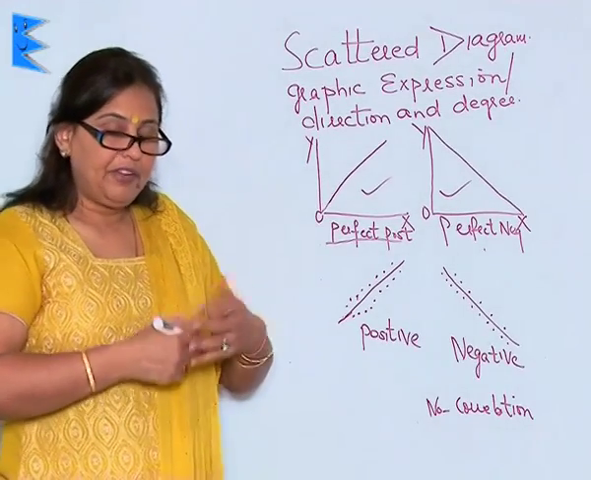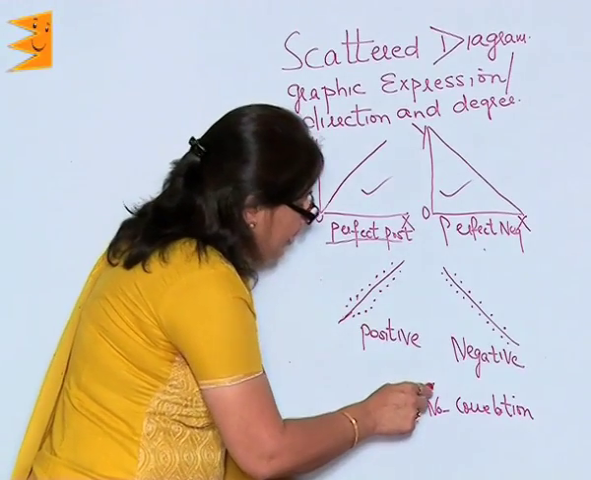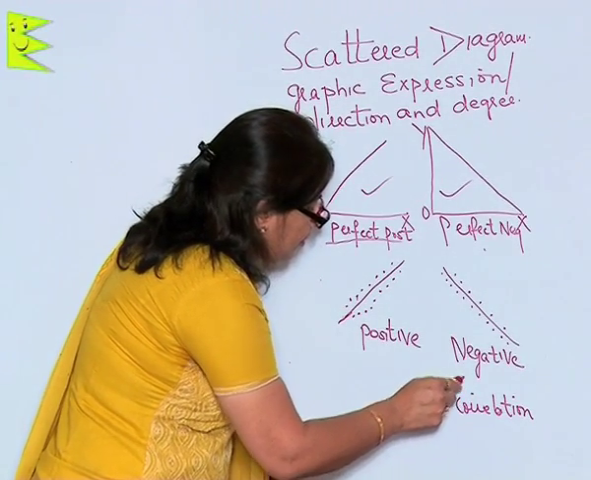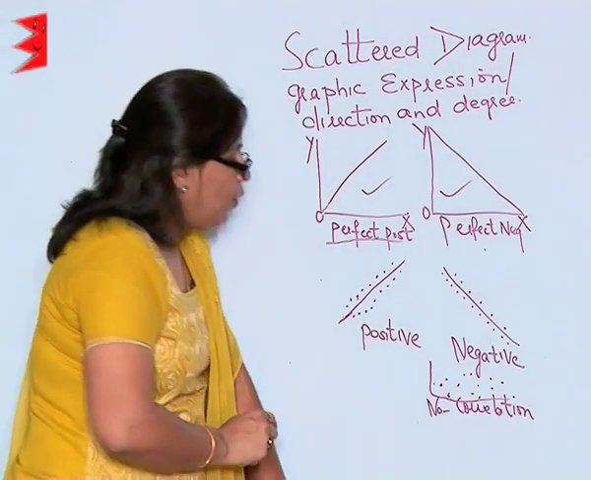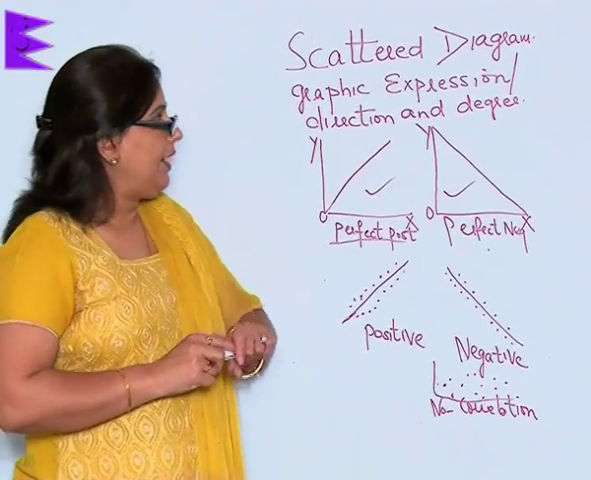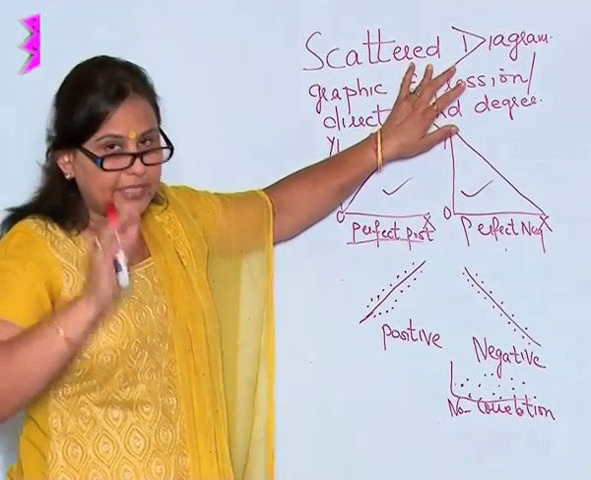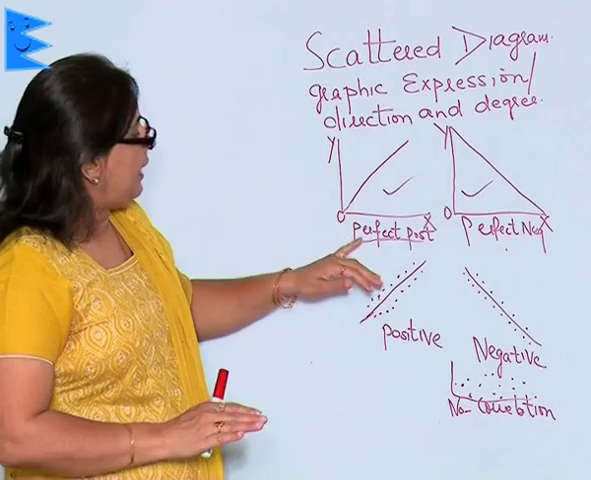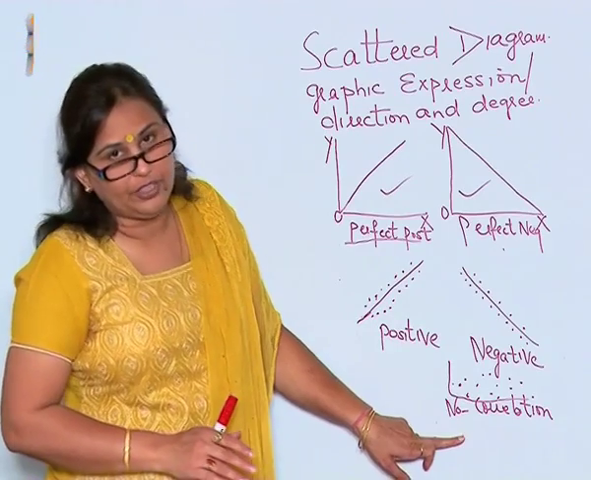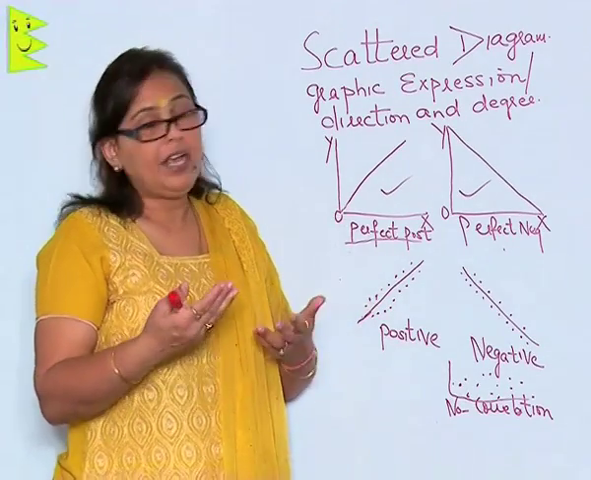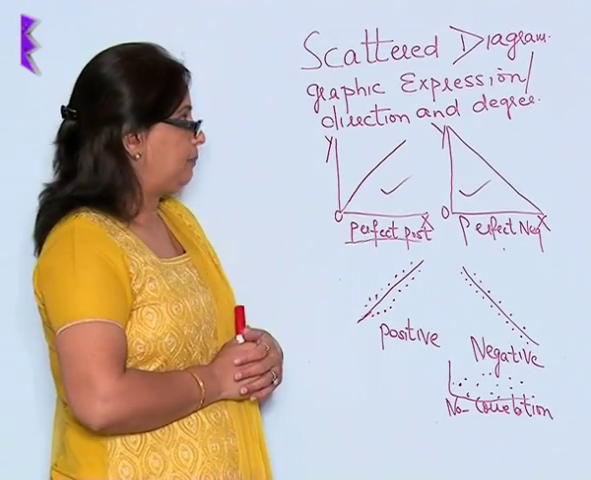But sometimes there is no correlation at all. This is the kind of no correlation that we have. So, when we are measuring the scattered diagram, it is merely by presenting the graphic expression that we are able to present the perfect positive, perfect negative, positive, negative and no correlation by the scattered diagram method.